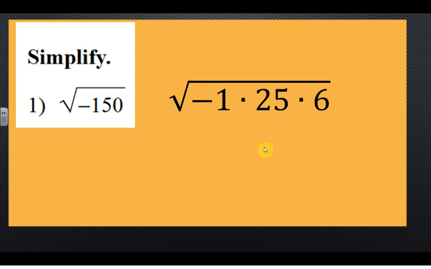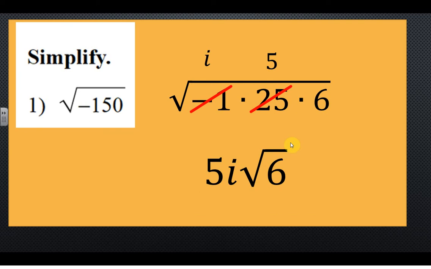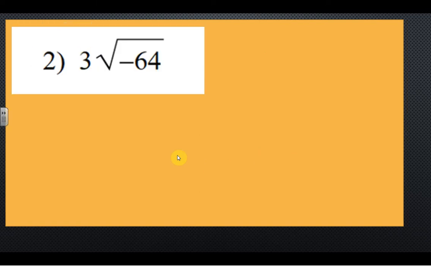So 25 times 6, the 5 comes out, but that -1 comes out as an i. Really, it's nothing you haven't done before. You've simplified radicals. Now we're just putting in the negative underneath. Just this letter is all that's coming out. It's not a variable. It's an i. So the square root of -1 is i, and there you go.